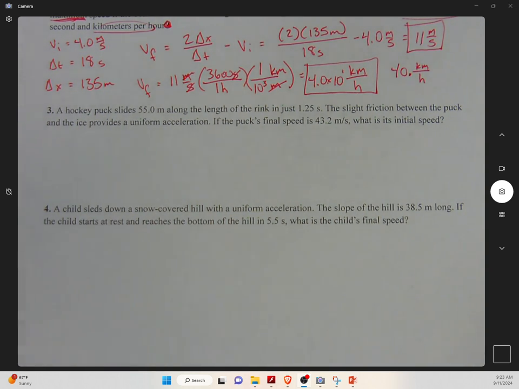All right, number 3. A hockey puck slides 55 meters along the length of the rink in just 1.25 seconds. The slight friction between the puck and the ice provides a uniform acceleration. If the puck's final speed is 43.2 meters per second, what is the initial speed?